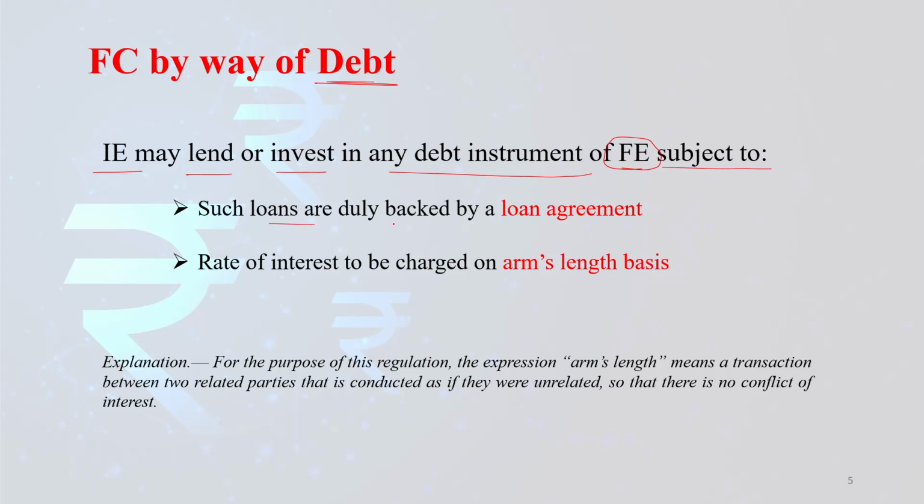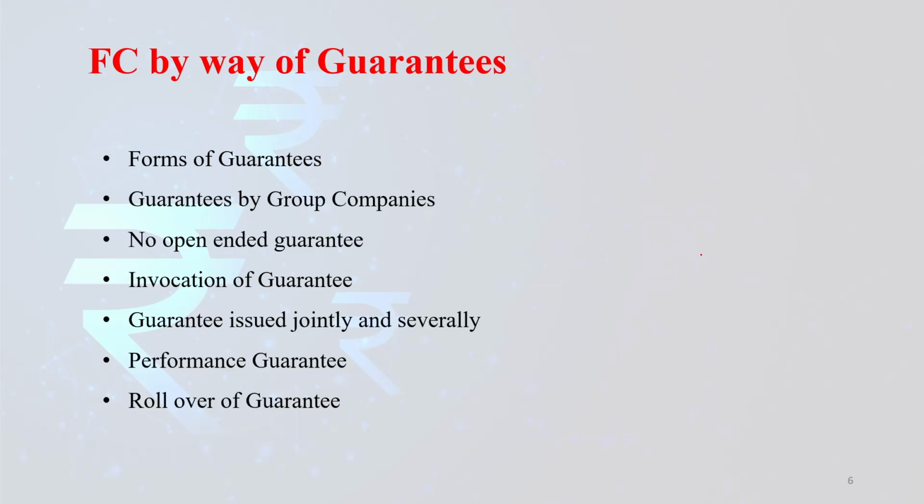So such loans are duly backed by a loan agreement. So there has to be a loan agreement and the rate of interest to be charged on arm's length basis. This is very important. For the purpose of this regulation, the expression arm's length means a transaction between two related parties that is conducted as if they were unrelated, so that there is no conflict of interest. So if the financial commitment is made by way of debt, then these are the two conditions. First there should be a loan agreement and rate of interest to be charged on arm's length basis.